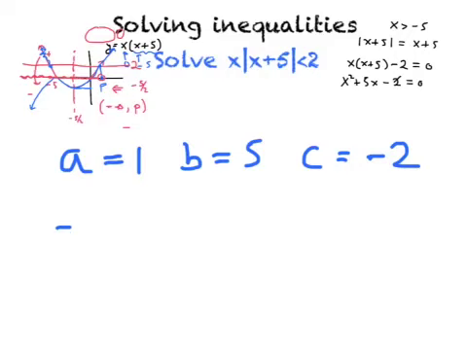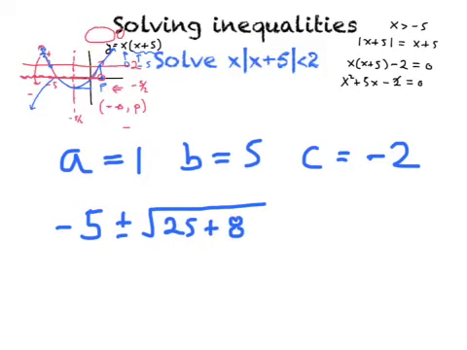We get minus 5, minus b, plus or minus the square root of b squared, which is 25, okay, minus 4ac. So that's going to give us plus 8. 4 times 2 is 8, divided by 2a, which is 2. So you notice square root of 25 is 5, so square root of what we have here, which is 33, is going to be larger than 5. And that's important to know.